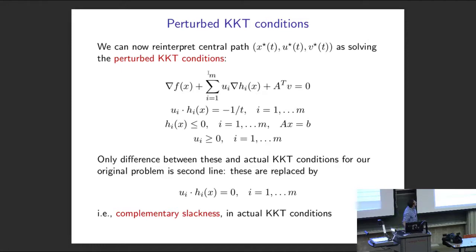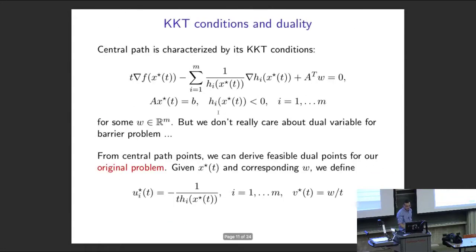So let's look at the central path as solving a particular set of equations that we can see as perturbed KKT conditions. I'm just taking the KKT conditions for the central path problem, this one, and I'm reparameterizing them, as we've done already, by defining ui to be minus 1 over t hi. Just introducing that variable and writing down the KKT conditions in that notation.